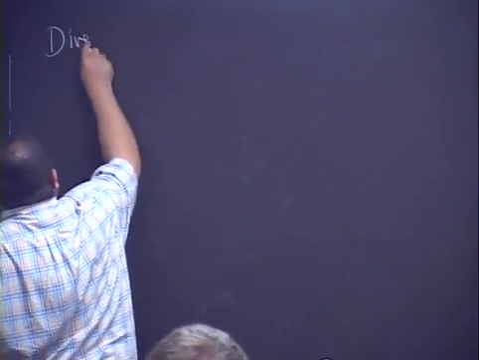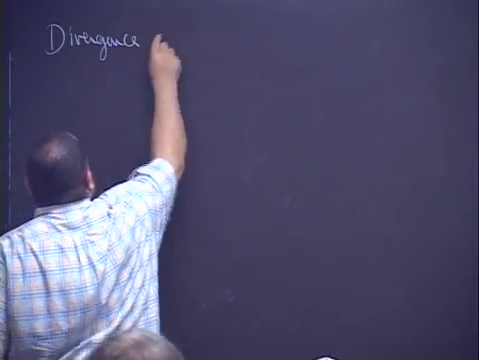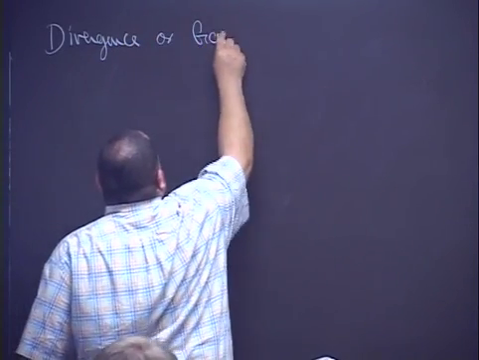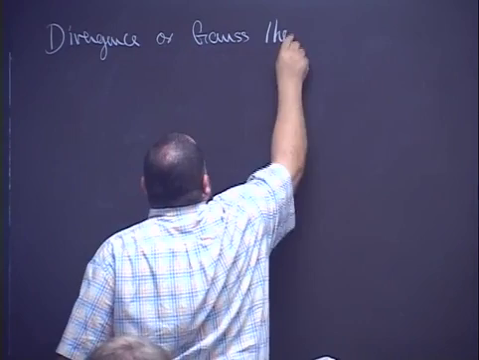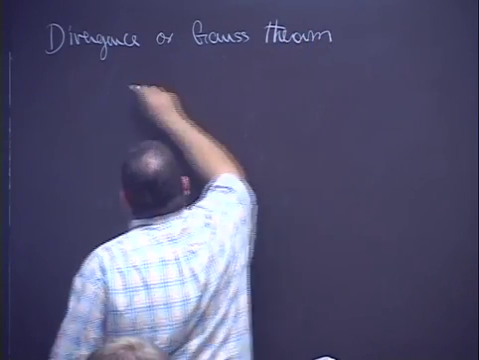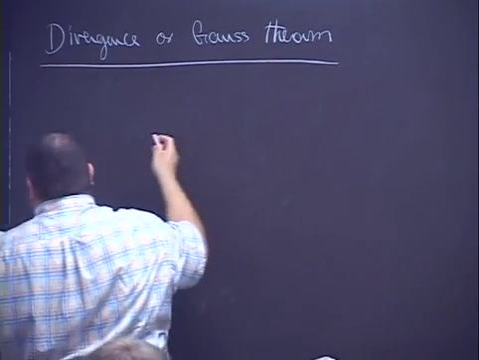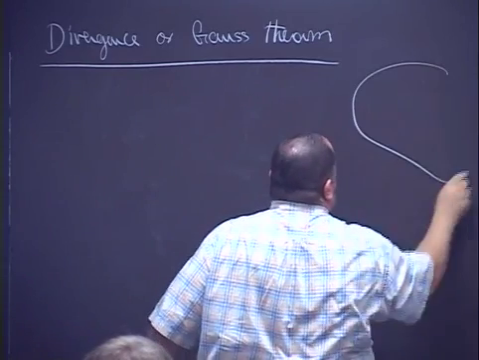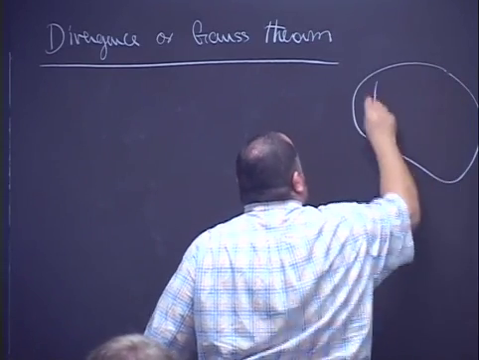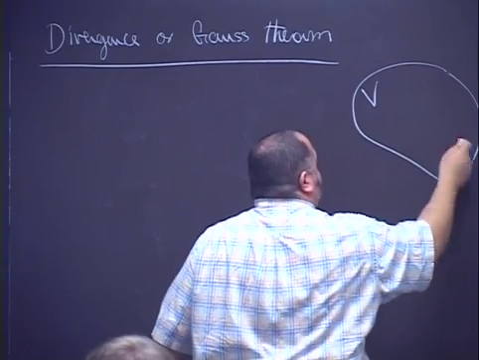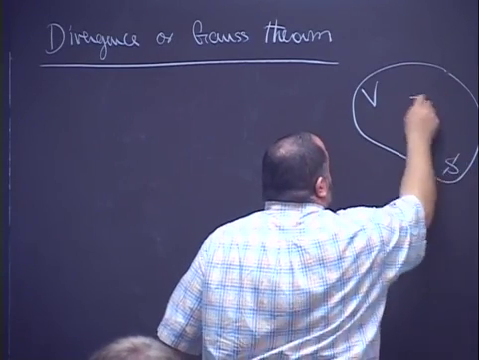And this is what we call the divergence, or sometimes we name it Gauss theorem. So the divergence or Gauss theorem states that if you have a volume, and this is volume V, this volume is bounded by a surface S.